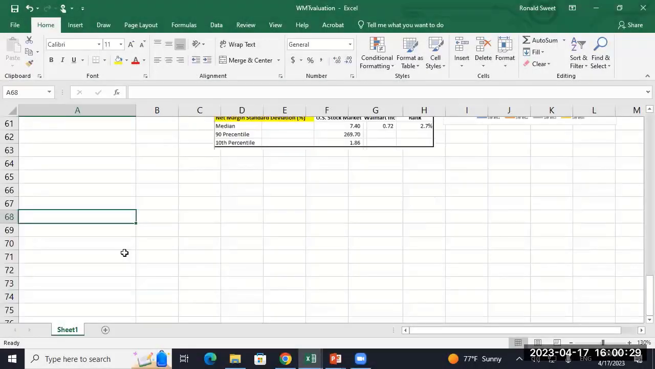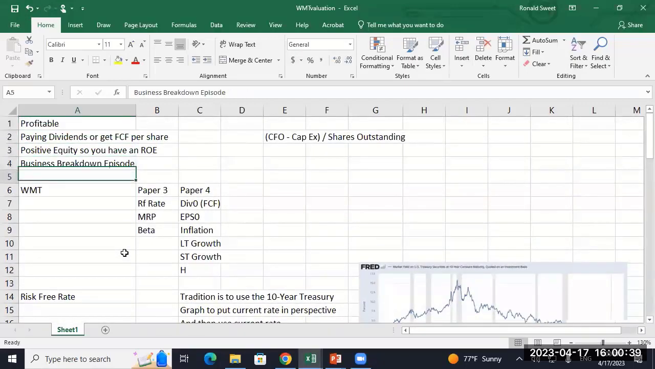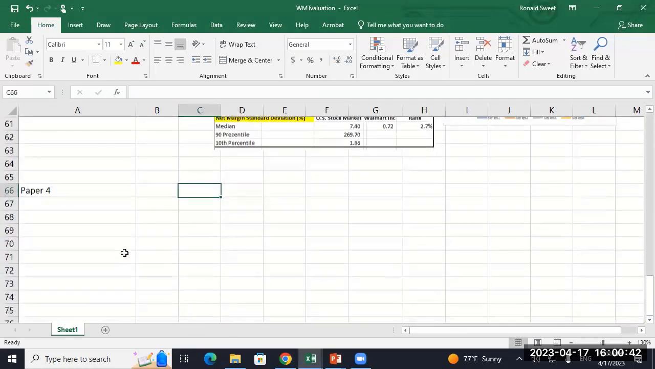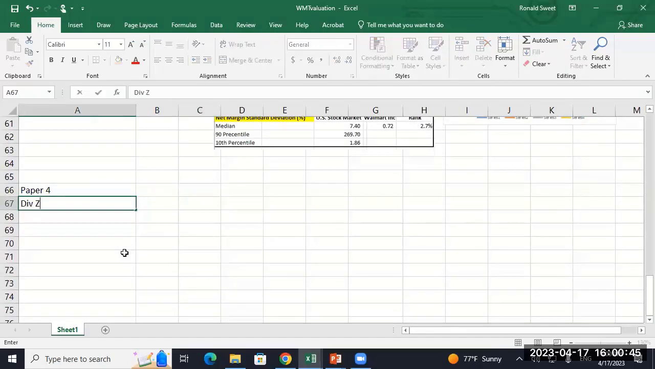So we did paper three with the discount rate. So you have that down. So now for paper four, again, what do you need? We talked about it earlier, but you need a dividend zero, R, free cash flow per share zero. You need earnings per share zero. Another term for zero is trailing 12 months. The dividend, you can't quite get that from Yahoo Finance. You have to do a little extra work to do that, but you can definitely get earnings per share.